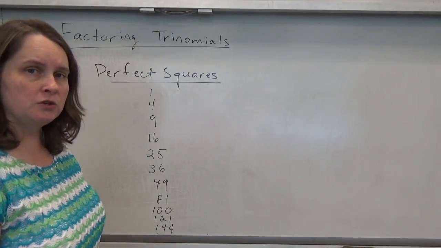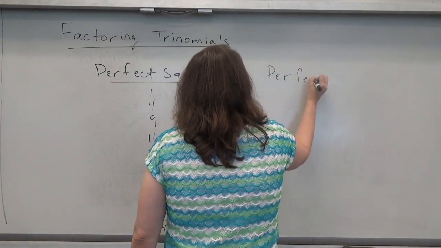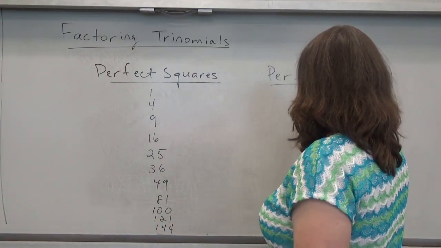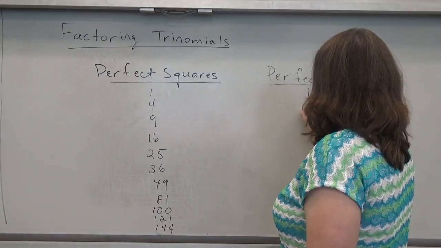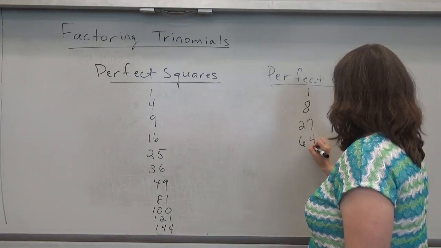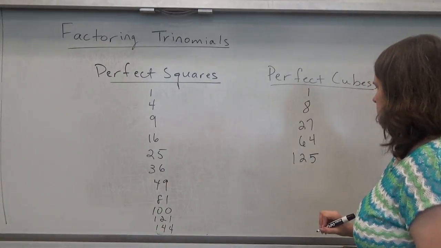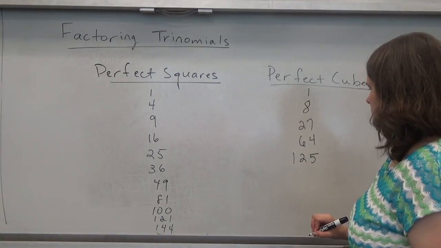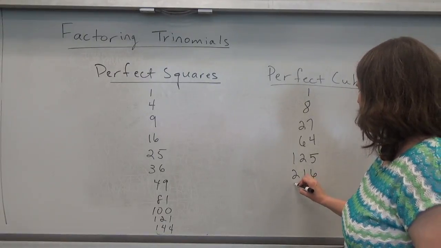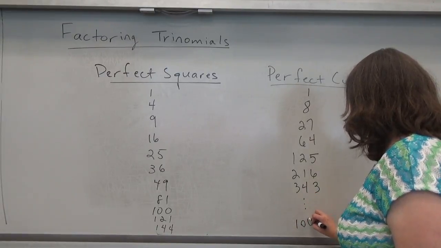The perfect cubes that you need to be able to recognize would be the following. So we know that 1 to the 3rd power is 1, 2 to the 3rd power is 8. The next ones would be 27, 64, 125, 216, which is 6 to the 3rd, 343, I think, is 7 to the 3rd, and 1,000 is 10 to the 3rd.